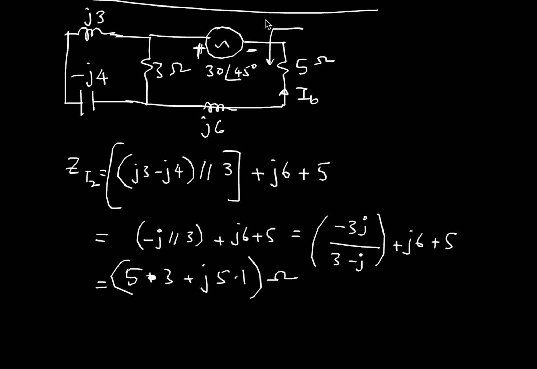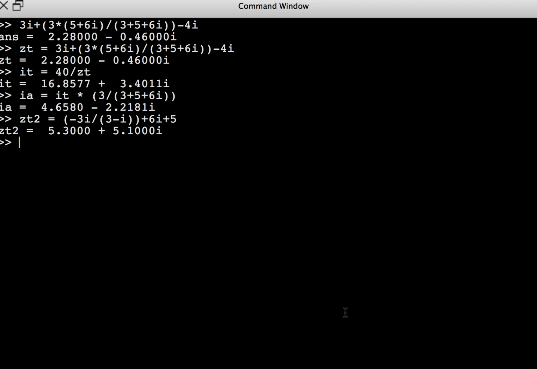So I just look at it like this. I see this is the impedance. Therefore, what is IT2? IT2 is the total current. It's nothing but IB, because that's what we are interested in here. So this is nothing but the total voltage, that is 30 at 45 degrees, divided by ZT2. So let's do that here: 30 at the angle of 45 degrees.